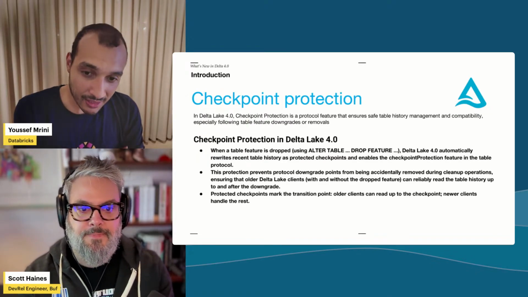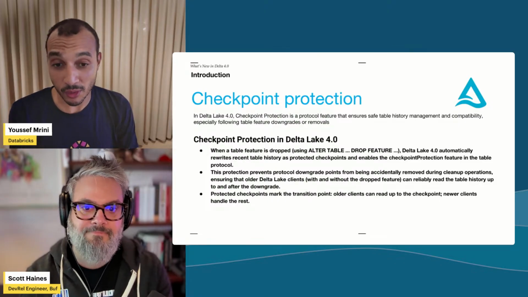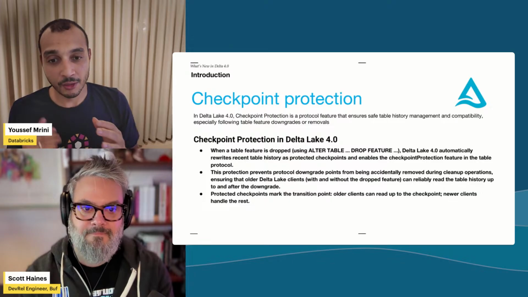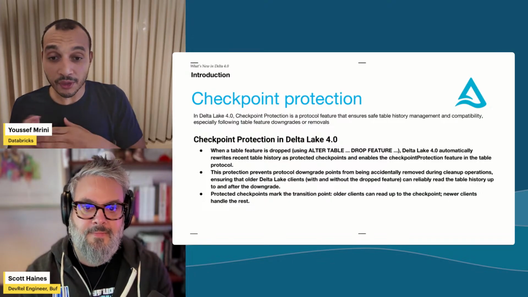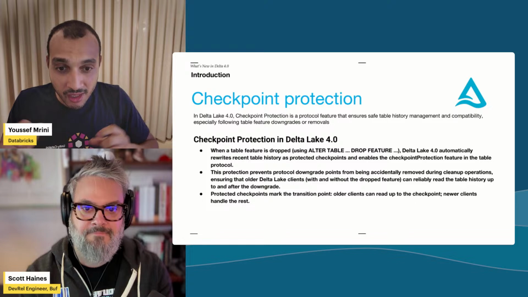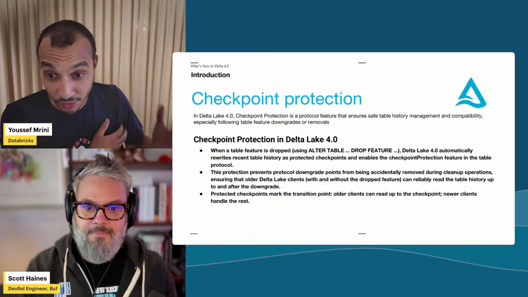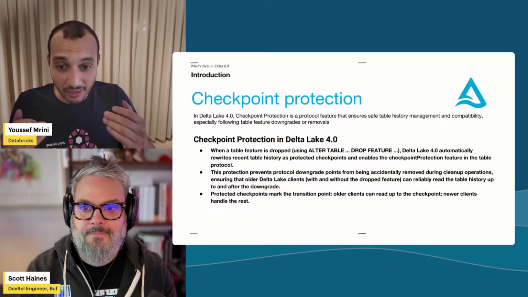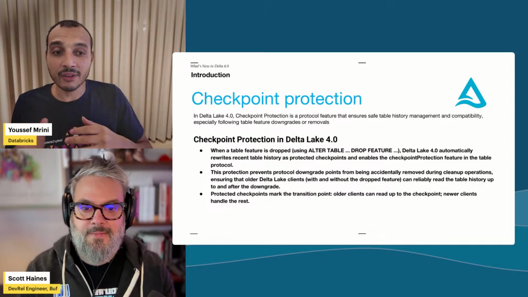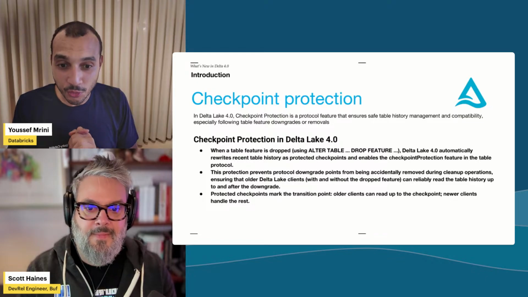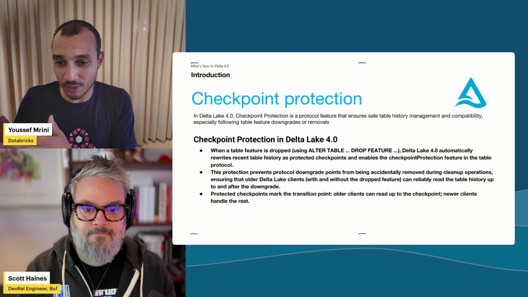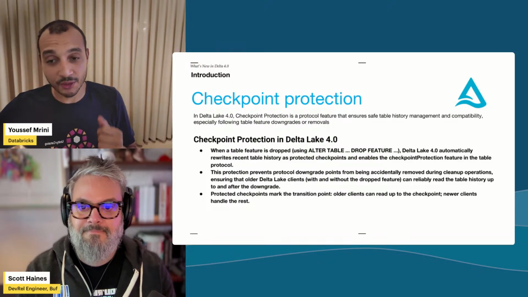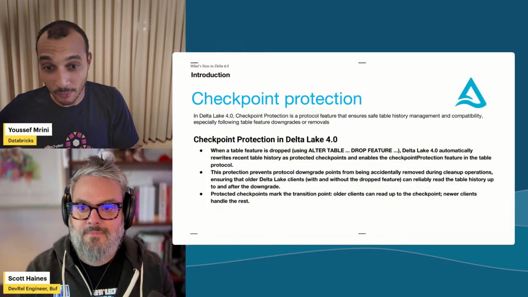And I think the last feature I wanted to mention is called checkpoint protection. Delta 4 introduced this protection, which is a feature that ensures that your table remains safe and still compatible even when you drop some features. By dropping features, you remember I mentioned you can drop maybe deletion vectors. You may drop type widening.